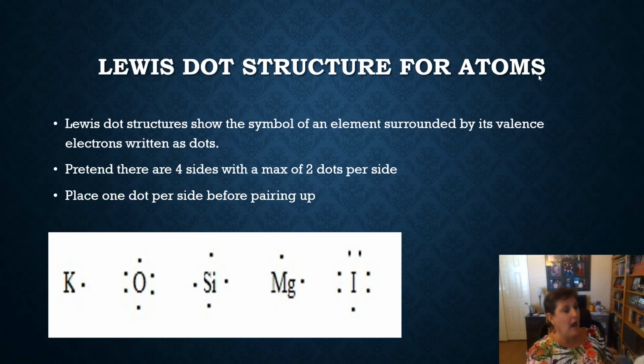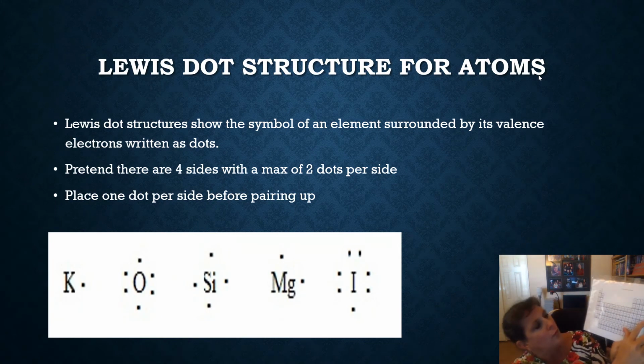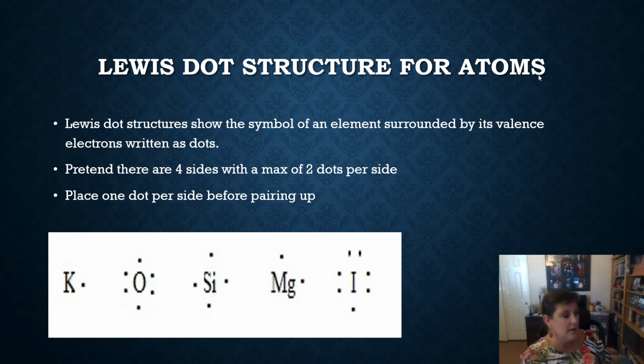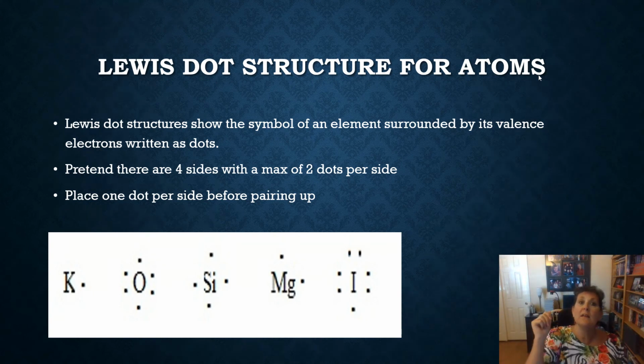And then finally, I, it's way down here for iodine. Go to the top of that column. You should have written a 7 valence electrons. So 1, 2, 3, 4, 1 on each side, and then we can double up 5, 6, 7. And so we only have 1 dot on the bottom in that picture, and that's fine.